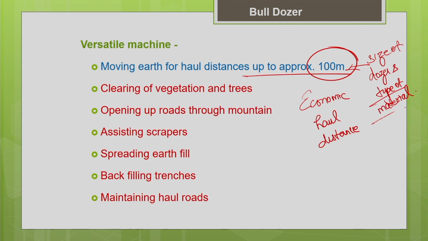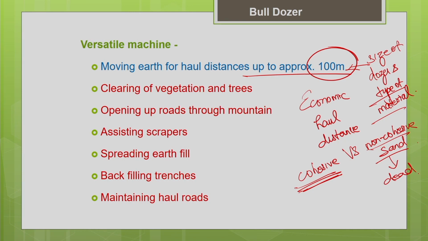Similarly, it also depends upon the material which the bulldozer is going to push. Some materials are cohesive, some are non-cohesive. Generally the bulldozer can push a cohesive material more easily compared to a non-cohesive material like sand, because a cohesive material can easily roll in front of the blade. So it is easy to push, but sand remains like a dead material and won't roll easily. So pushing sand is a little bit difficult with the bulldozer, and in that case your haul distance will get reduced.